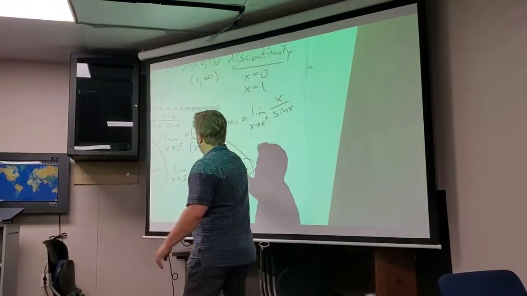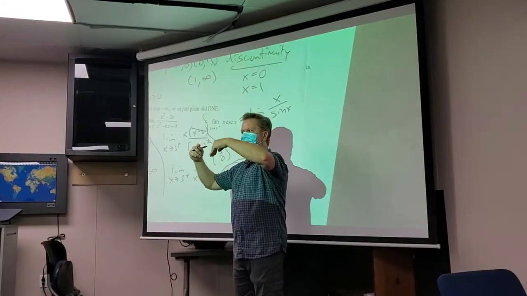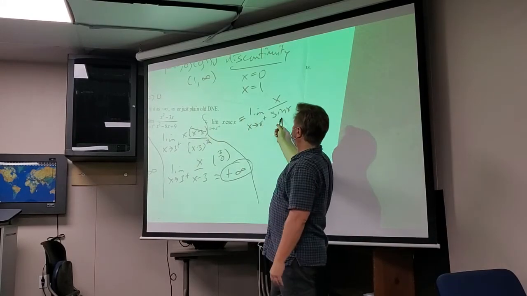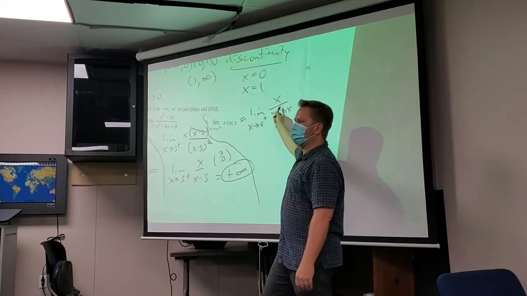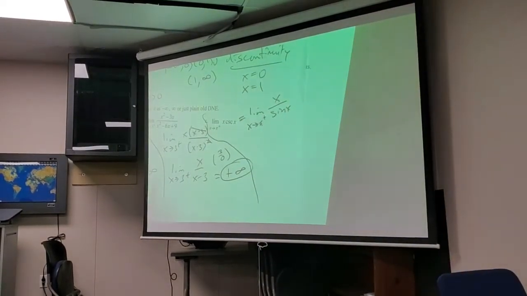Top, all good. Bottom 0, but how is it going to 0? From below or from above? This one, same idea. So bigger than pi, sine's negative, the whole thing's going to negative infinity.